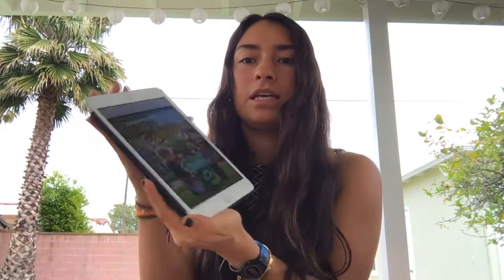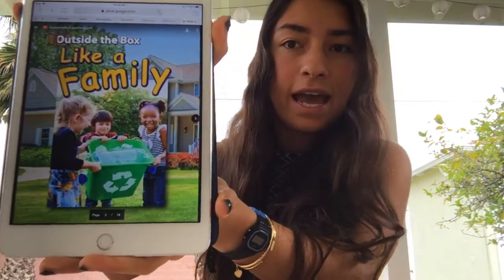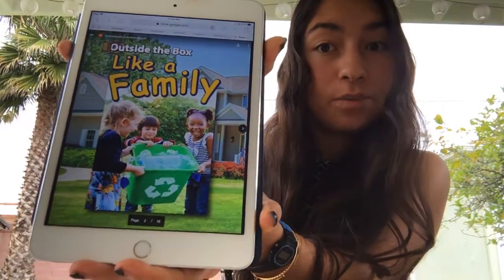So this whole week we're going to be learning about families. Reading books about families, watching stories about families, and thinking about what is a family? What does it mean? So this book today is called Outside the Box Like a Family.